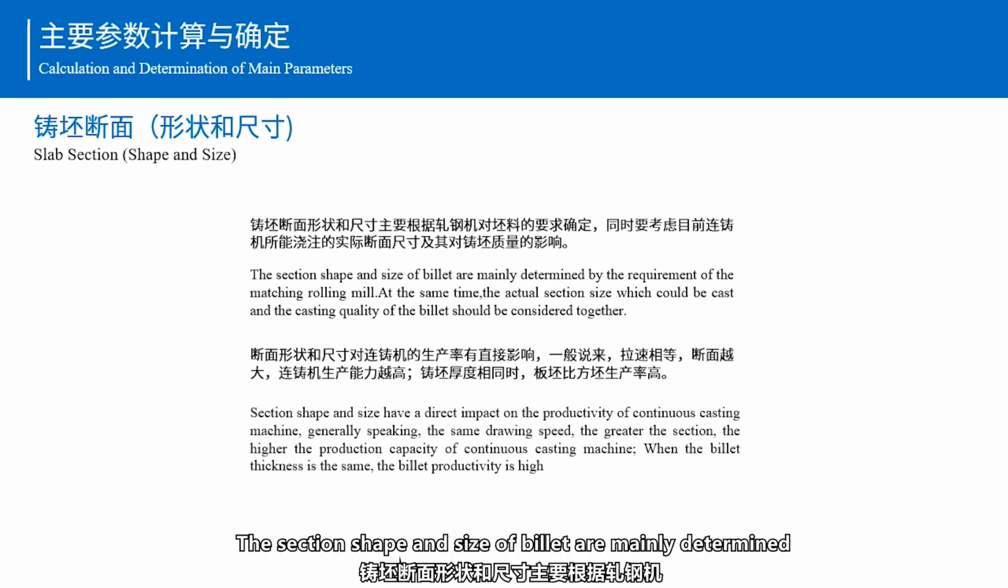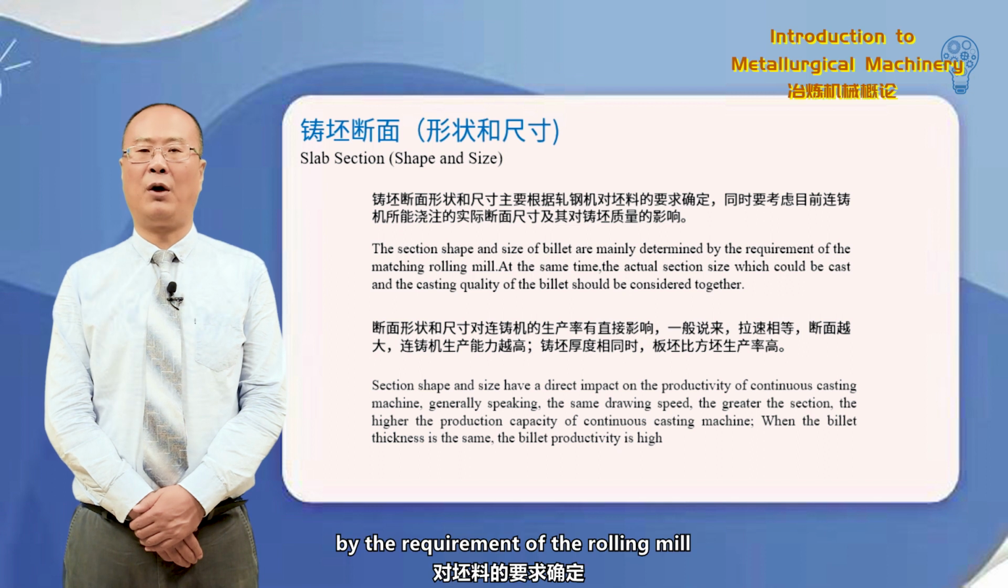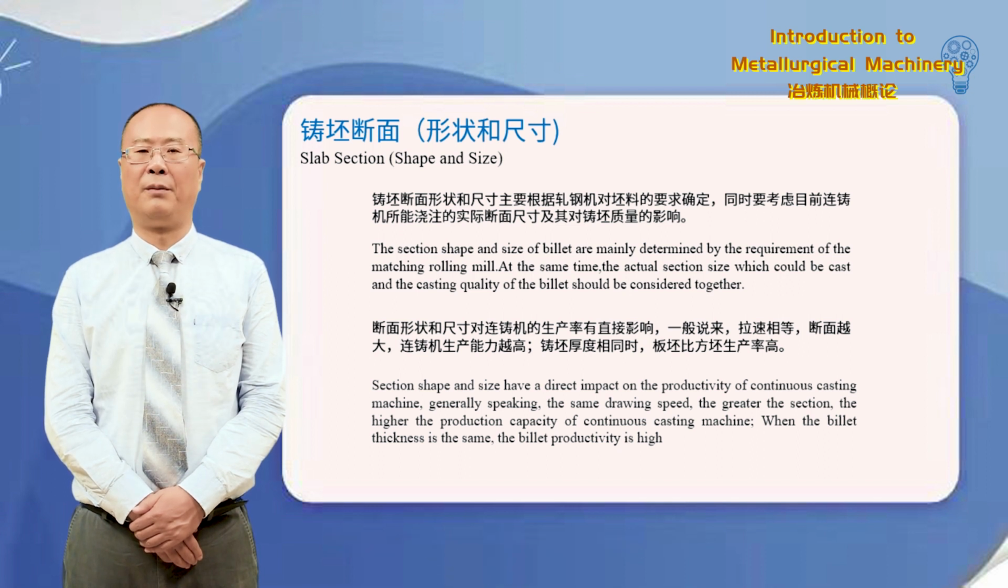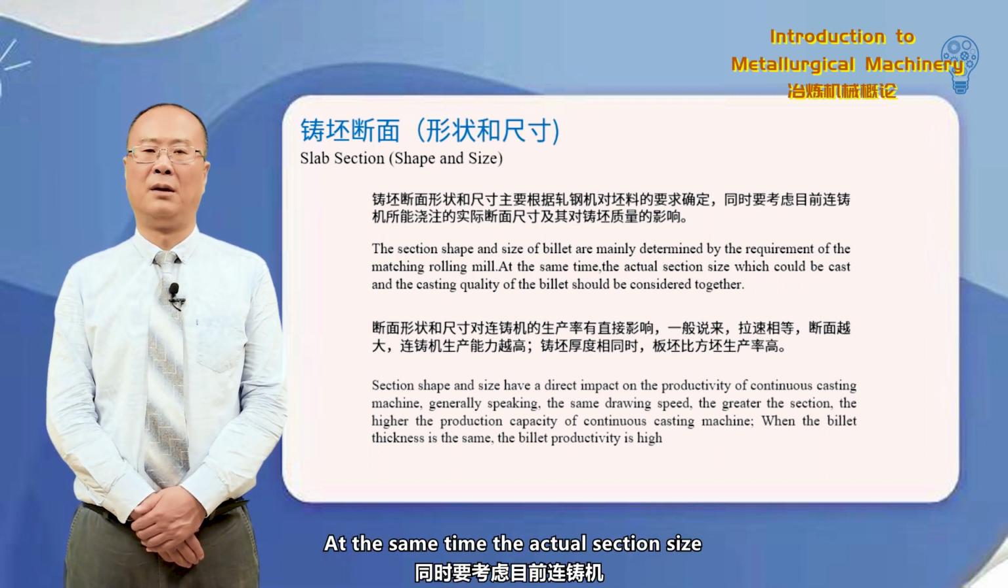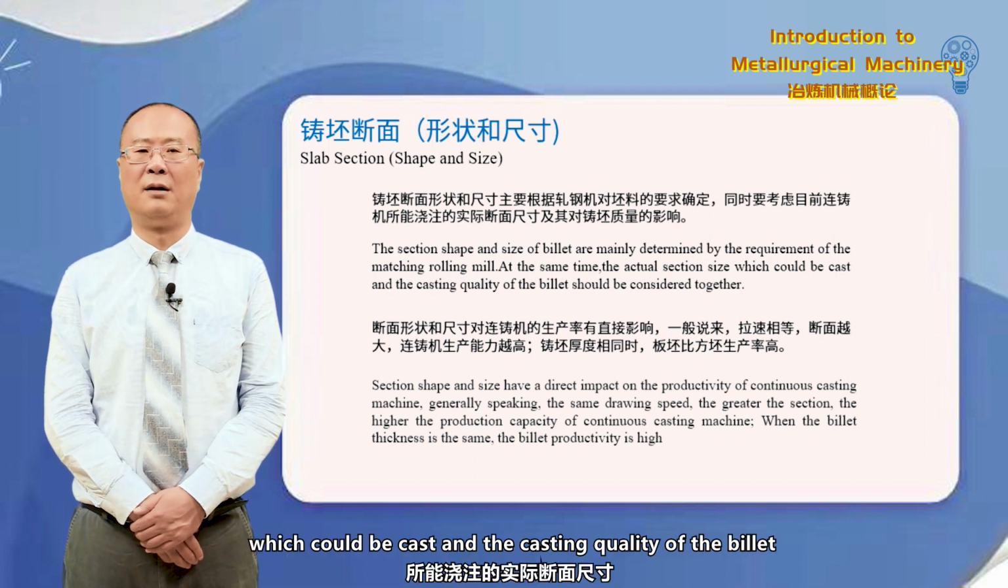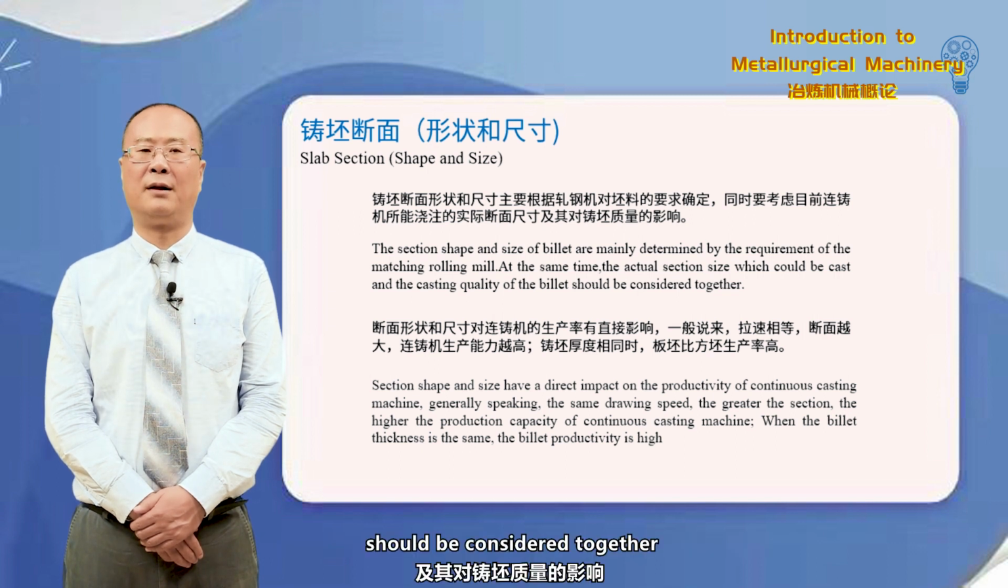The section shape and size of the billet are mainly determined by the requirements of the rolling mill. At the same time, the actual section size which could be cast and casting quality of the billet should be considered together.